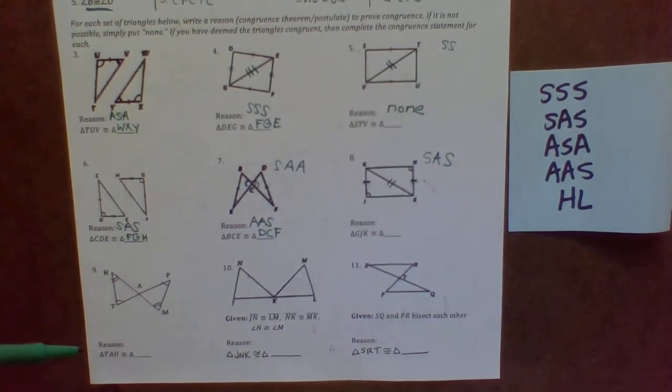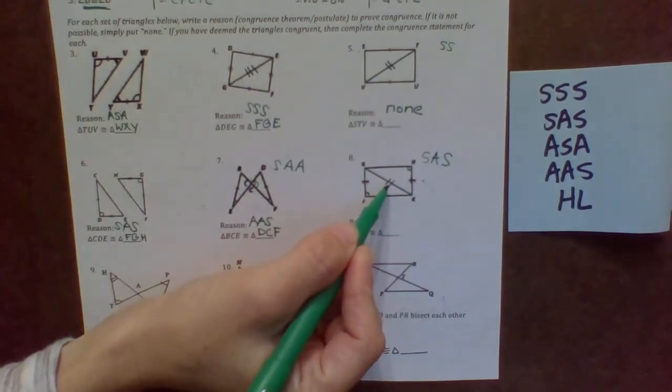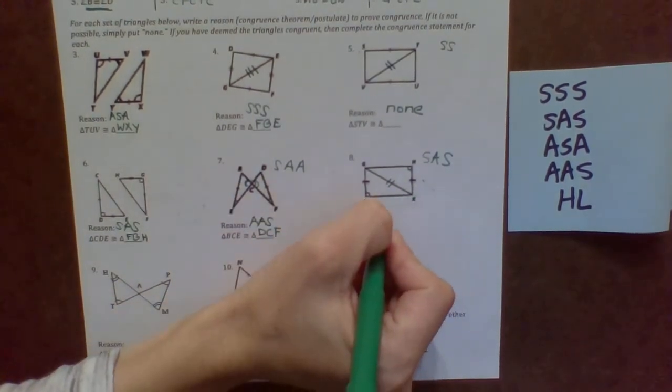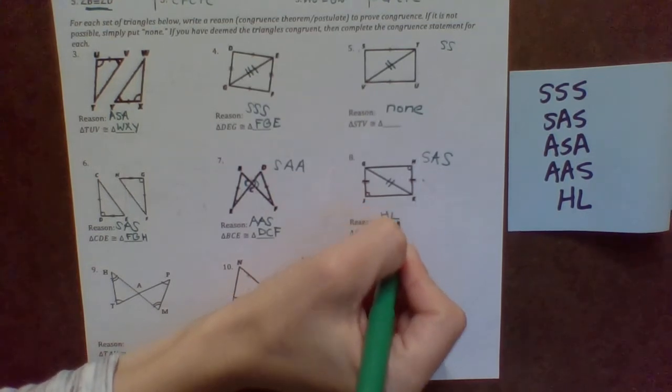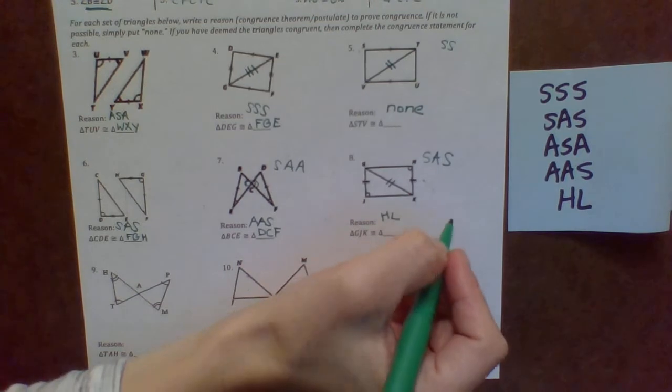However, it is a scenario in which we have two right triangles, where the hypotenuse, which is shared, is congruent and a pair of legs is congruent. So then we can say by HL, triangle GJK is congruent to triangle KHG.